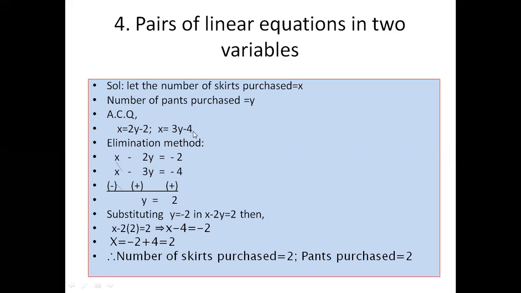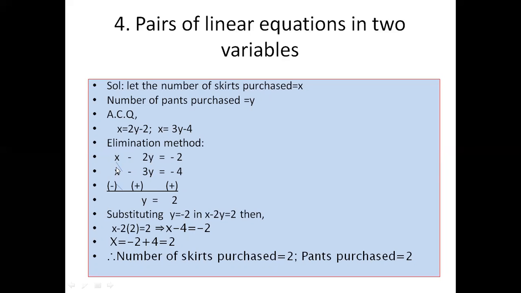That means 3y minus 4. Now I solved these two equations by the elimination method. So x minus 2y is equal to minus 2, because I transposed minus 2y to the left hand side of the equal to. The right hand side is already there, so it won't change, it is minus 2. Similarly, the second equation: I transpose 3y to the left hand side of the equal to, so x minus 3y is equal to minus 4.